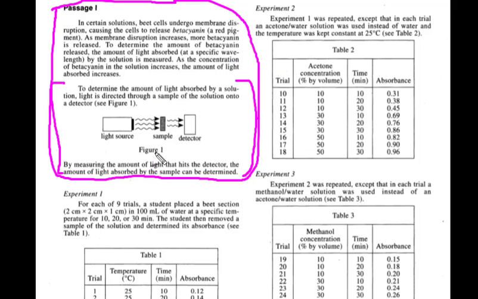When you read this stuff, you want to focus on trying to get out the main noun and the main verb: to determine the amount of light absorbed by a solution. Okay, so we have a solution. That's going to be our noun. I circle it, and then light being absorbed by it is going to be the action.